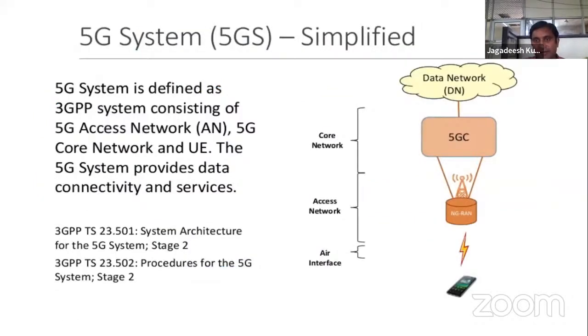This one I have kept for just your understanding. The 5G system: this is our user equipment, which is connected through an air interface. It is just a basic demonstration only, not in depth. This user equipment will be connected to our radio access network, which is the access network, and it will be interconnected to our 5G core network. And this 5G core network will be interconnected to our data network, the cloud actually.